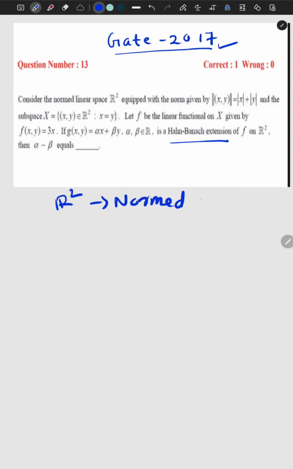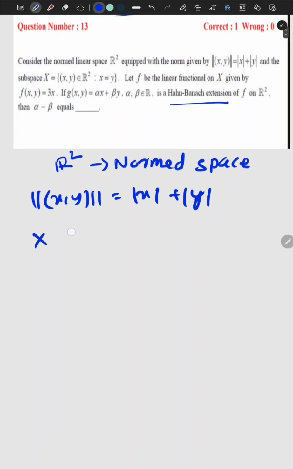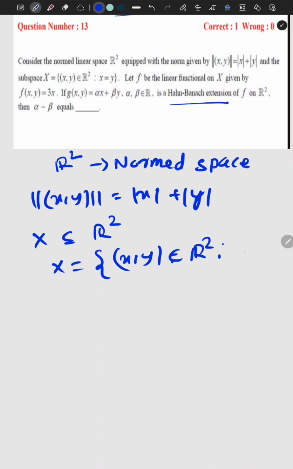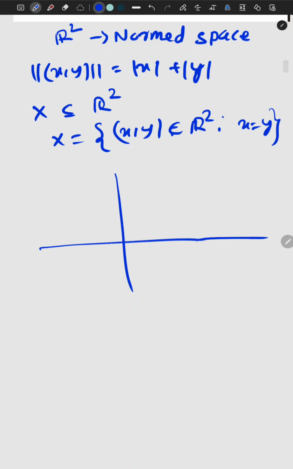It is a normed space. And what is the norm defined on it? The norm of (x, y) is defined in this way: |x| plus |y|. Capital X is a subspace of R square, defined as the ordered pair (x, y) belonging to R square such that x equals y. Geometrically, R square is the whole plane and capital X is the line passing through the origin, y equals x. This is the line.